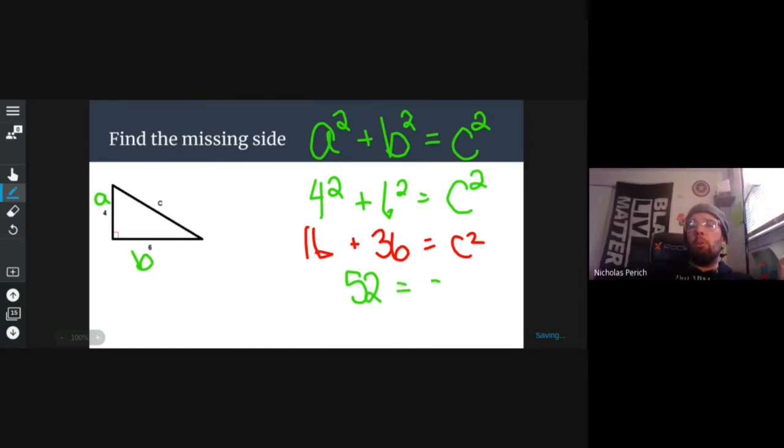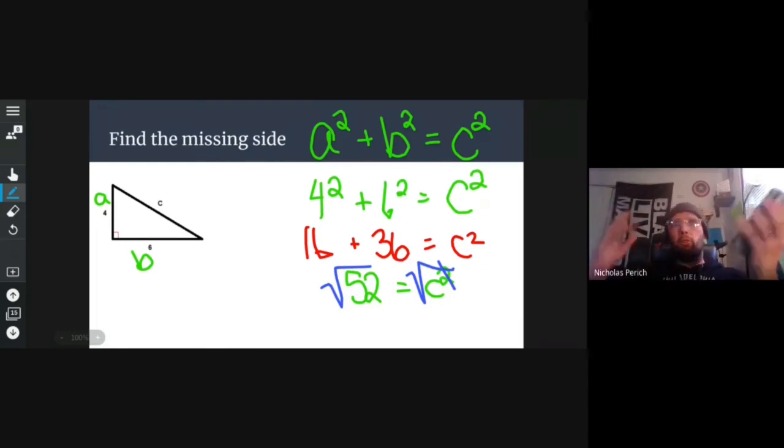Is C all by itself? No. I have the squared in the way. How do I get rid of the squared? Square root it. Now, I don't know what the square root of 52 is. I do know that the square root of 49 is 7. So this is going to be a little over 7.